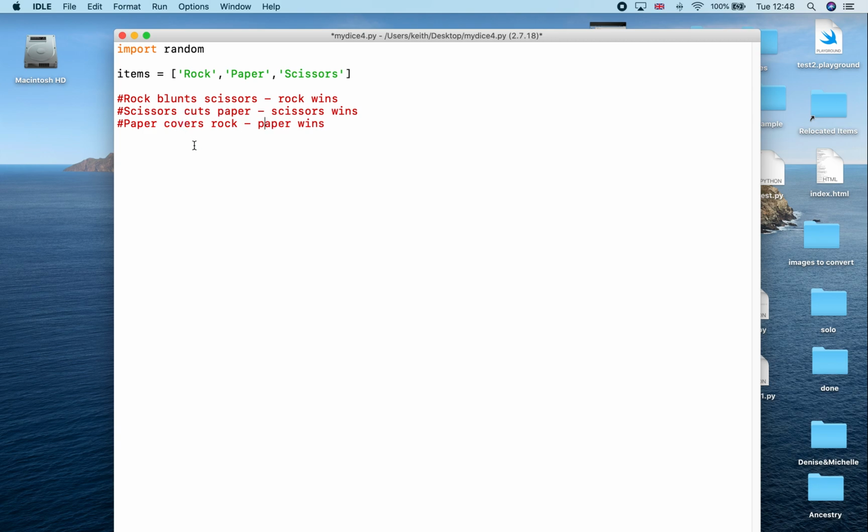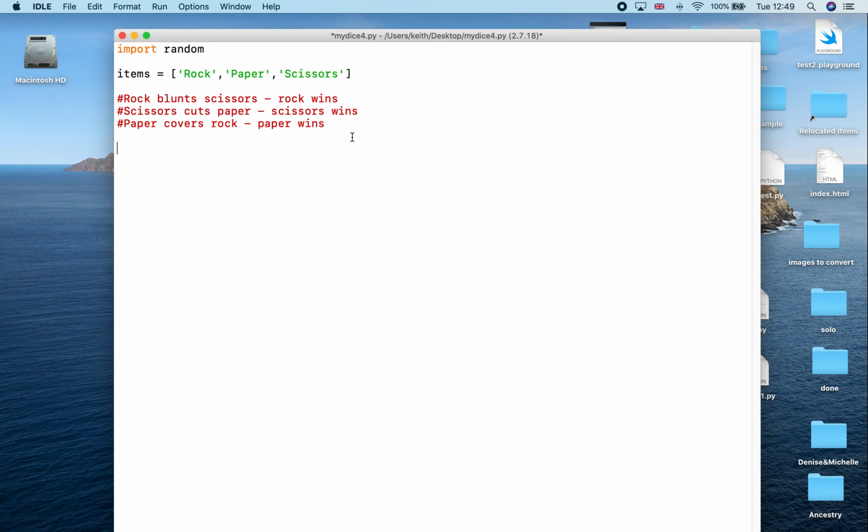So the only other condition is if both players have the same value. Rock does nothing to rock, scissors does nothing to scissors, paper does nothing to paper, they draw. But these are all the different values that you can come up with. So let's take a look.